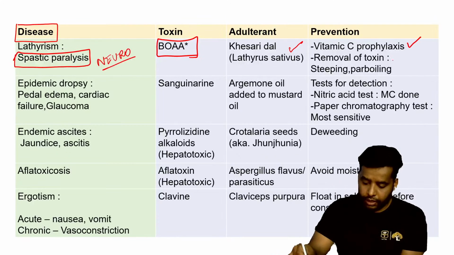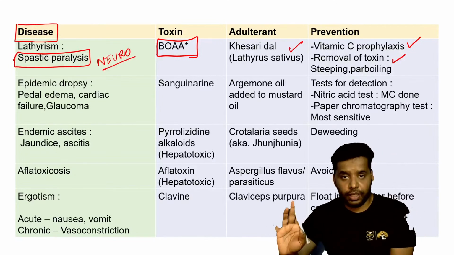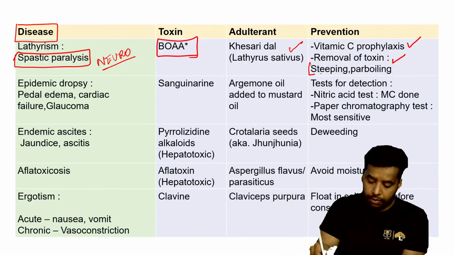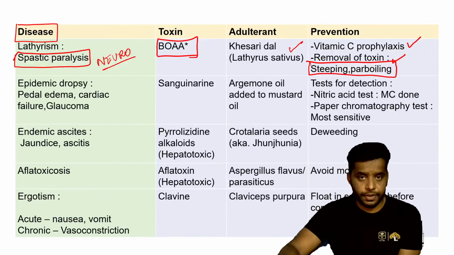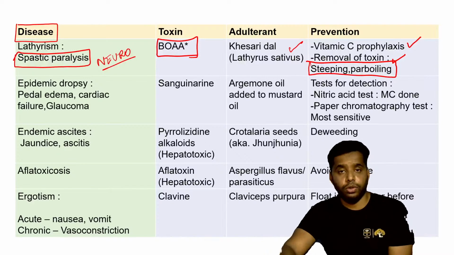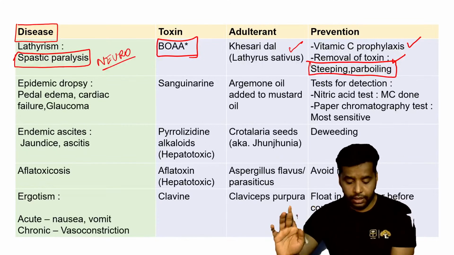Prevention part, vitamin C prophylaxis is used to prevent neurolathyrism. At the same time, steeping and parboiling. Steeping and parboiling, these are food processing techniques used to remove BOA. What is BOA? Beta oxalyl aminoalanine.